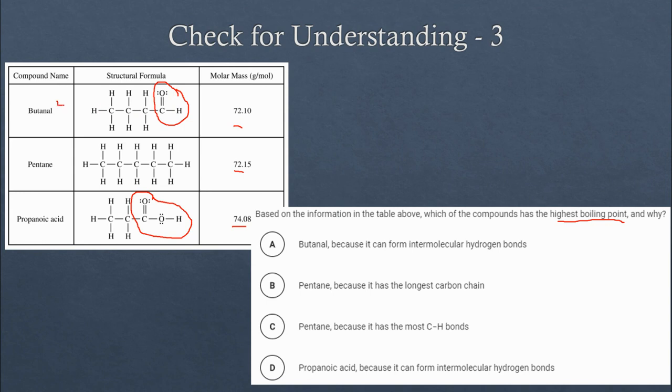So all of these have London dispersion forces because London dispersion forces exist in all molecules. Butanol has a polar section of its molecule, so it has dipole-dipole interactions as well. Pentane is completely nonpolar, so it just has London dispersion forces. And propanoic acid is also polar, so it has dipole-dipole, but it also has this area, an oxygen bonded to a hydrogen, so it also has hydrogen bonding. So the strongest intermolecular forces are with propanoic acid because it can form intermolecular hydrogen bonds.